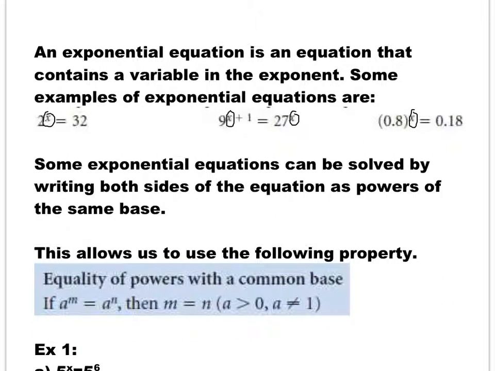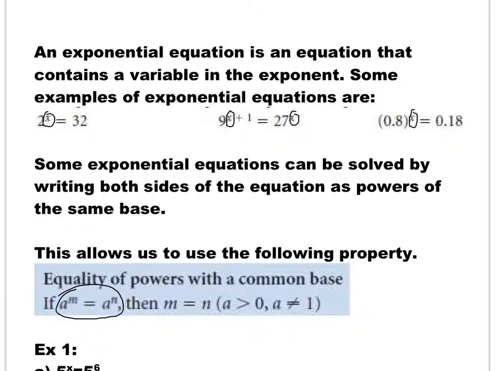Now, to put it in words, we are going to use the same property that we said before, that if two powers like these two are equal and the bases are equal, then the exponents have to be equal. The condition on the bases is that they can't be 1 and they have to be greater than 0.